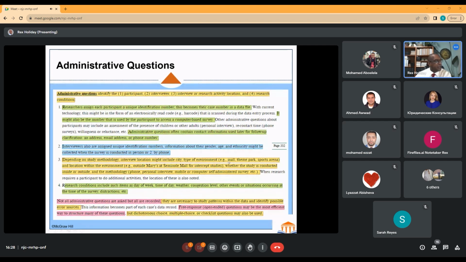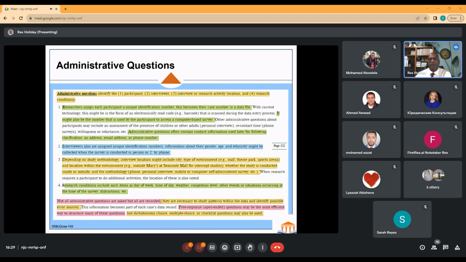Administrative questions often contain contact information used later for follow-up clarification. And then interviewers also are assigned unique identification numbers. Information about their age, gender, and ethnicity might be collected when a survey is conducted in person or by phone. That's important to know there, because you might need to follow up with them to ask how this data was collected, and then get to some of the conditions that we'll talk about in step 4 in a second.